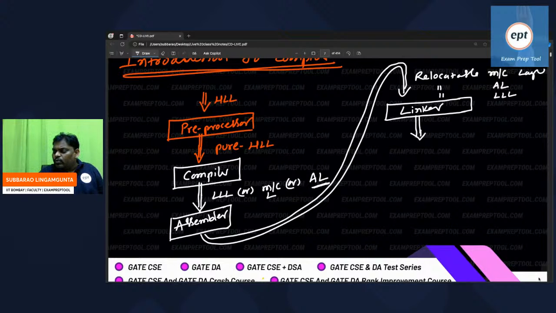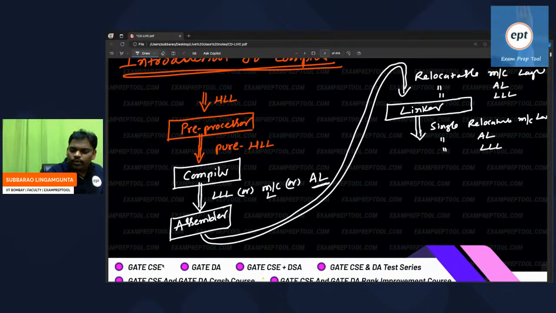Now that will be given to the linker. The linker will convert relocatable machine language into a single machine language, a single assembly language, a single low level language. What it means I will explain. Don't worry much, just try this. Within a few minutes I will clarify. Yeah, this is the input to the loader.